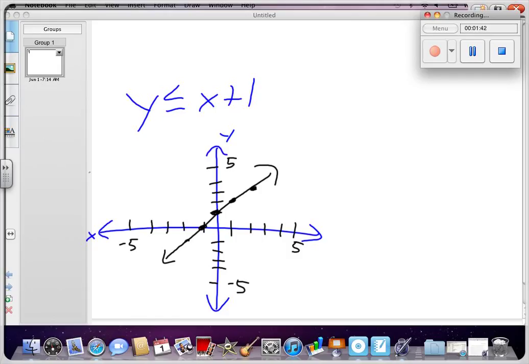And so now where do we shade? Y is less than this. So should it be above the line or below the line if it's less than? Below. So the bottom should be shaded.